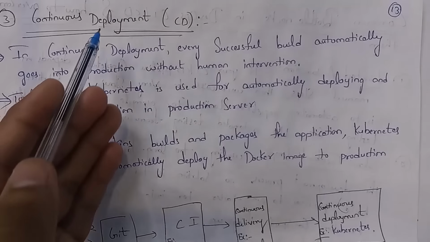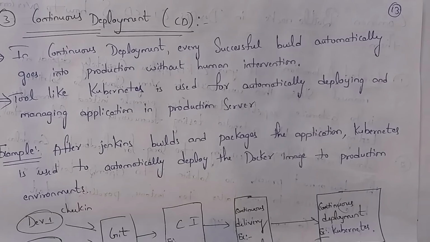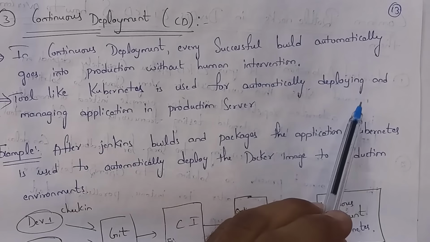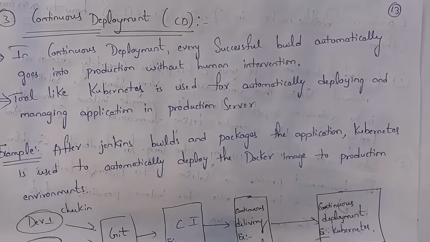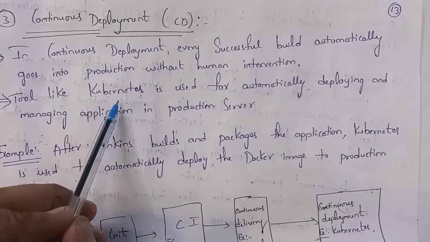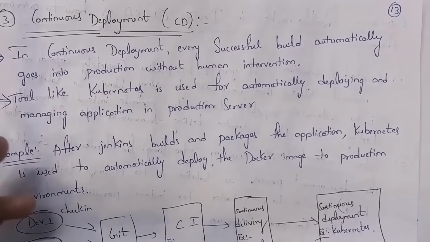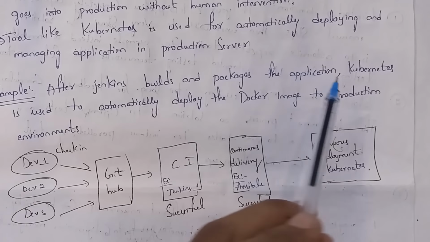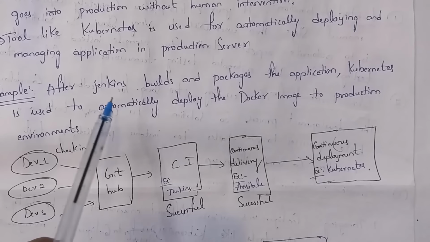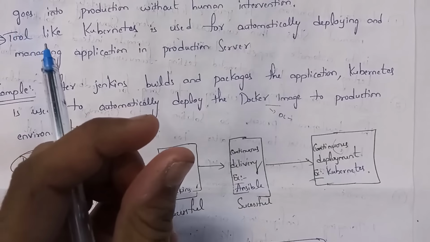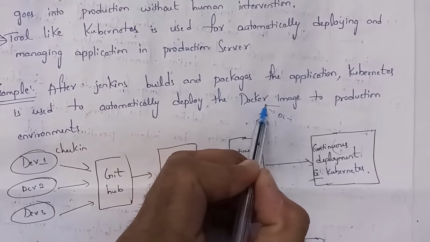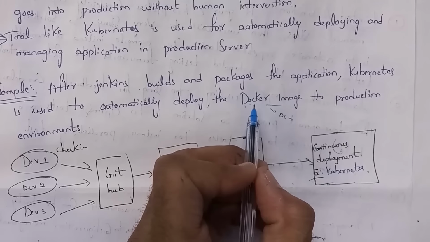So deployment is nothing but placing our application into a production server like Kubernetes. Tools like Kubernetes are used for automatically deploying and managing applications on the production server. Basically this Kubernetes software is present in our production server. So we will place our application in Kubernetes. So this is an example. After Jenkins builds and packages the application, Kubernetes is used to automatically deploy the Docker image into the production environment. Guys, we will not place our application directly into Kubernetes. Instead, by using software like Docker, we will convert our application into a Docker image.